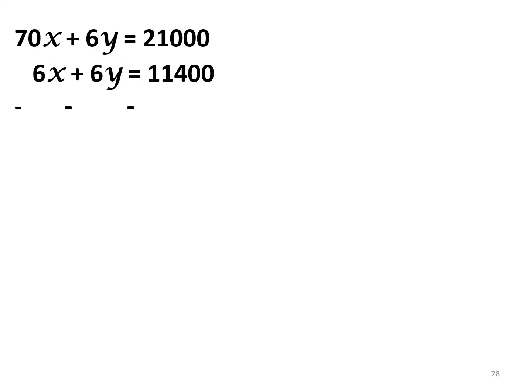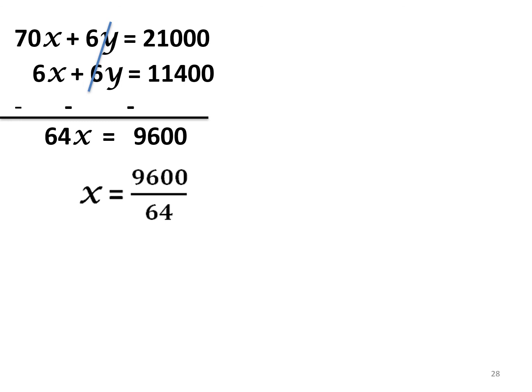70x plus 6y is equal to 21,000 minus 6x plus 6y is equal to 11,400. Since we are subtracting, the sign changes everywhere. Plus 6y minus 6y will get cancelled. 70x minus 6x will give you 64x. 21,000 minus 11,400 will give you 9,600. So you are getting 64x is equal to 9,600.